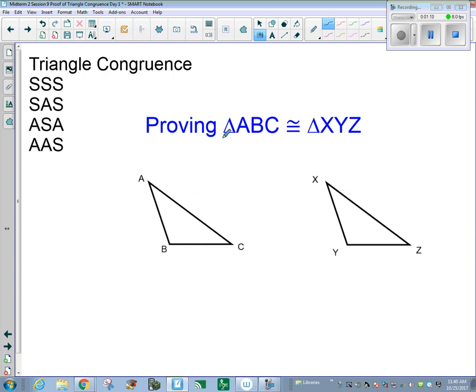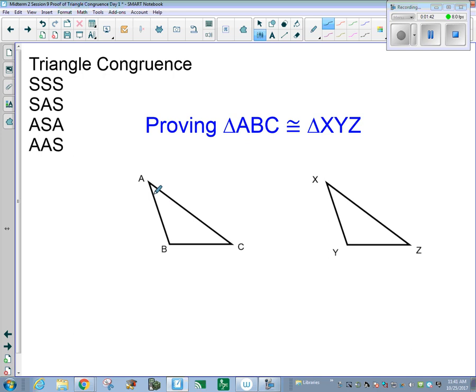On top of this, we have angle, side, angle, and in this case, the side is between the angles, so it doesn't really matter which angles I would choose. Maybe angle A and angle X would be congruent, and maybe angle C would be congruent to angle Z, and therefore the side in between, AC and XZ, would have to be congruent for this to be proven by angle, side, angle.